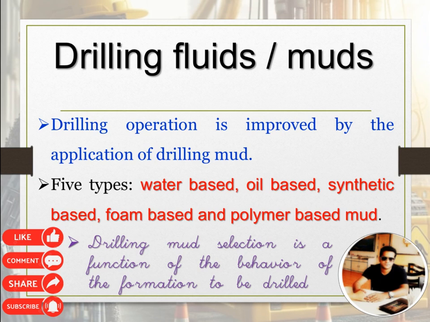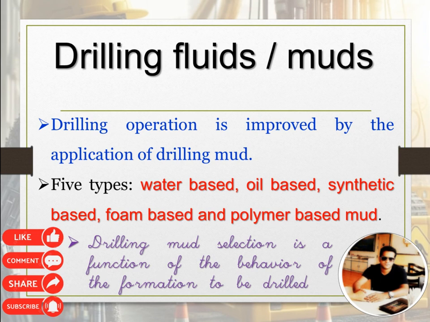So first of all, drilling operation. What is the use of drilling fluids in drilling operation? Of course, it has a certain role in improving the overall quality of drilling. That is definitely for sure. But how? There are 5 types of drilling muds. Basically, water based and oil based, both in liquid form, then synthetic based, foam based, and polymer based muds.